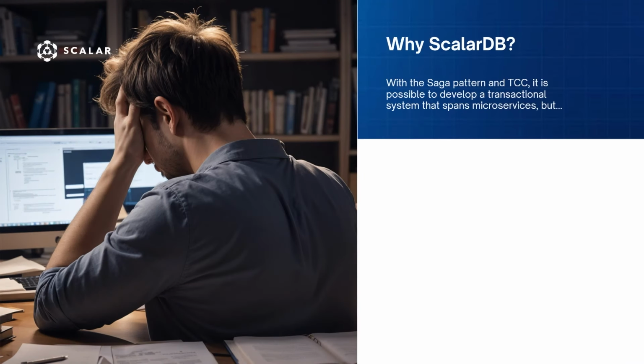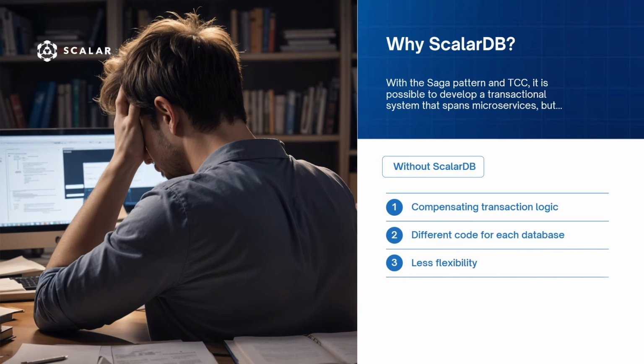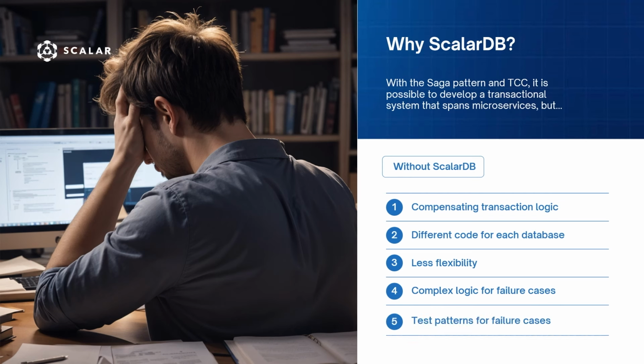While it's true that transactional systems that span multiple services can be developed using Saga patterns, without ScalarDB, microservices require compensating transactions. What that means is that developers need to spend time and money to write different code for each type of database. As you can imagine, as your business grows and your application incorporates additional innovations, this becomes increasingly complex, affecting business focus and growth. And on the development side, you end up losing the flexibility to continuously innovate. So without ScalarDB, not only do you have the compensating transaction problem and having to write different code for each database and having less flexibility, you also have the complex logic that you need to write for each failure case.